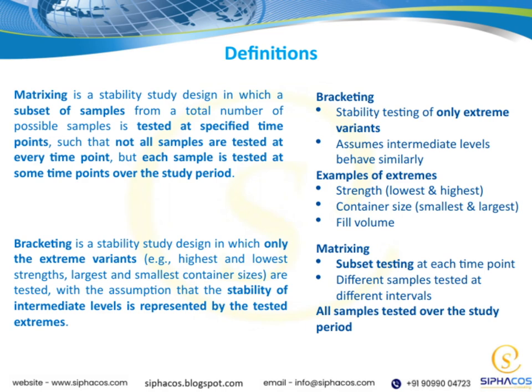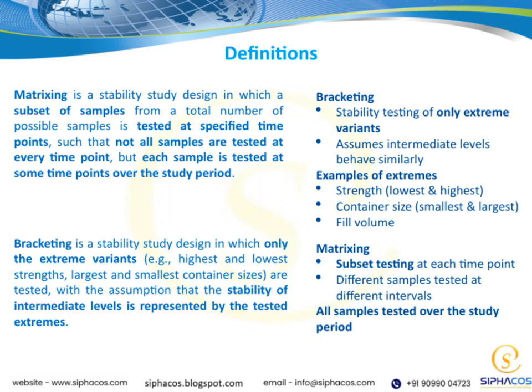With matrixing, instead of testing every sample at each time point, we test a subset of samples. This means that not all samples are tested at every interval, but over the entire study period, each sample is tested at some points. This approach helps us optimize resources while still gathering enough data to evaluate stability effectively.